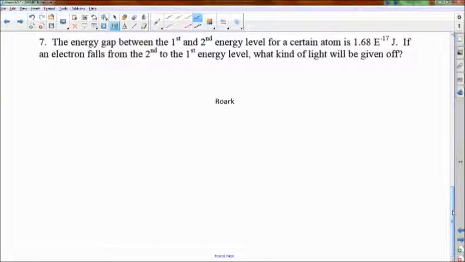Number 7 is a little bit more interesting of a problem. It says the energy gap between the first and second energy levels is a certain number of joules. If an electron falls from the second to the first energy level, what kind of light will be given off? So we know the energy is 1.68 e to the negative 17th joules. That has to be equal to our frequency times Planck's constant. So in this case, we'll divide by Planck's constant.